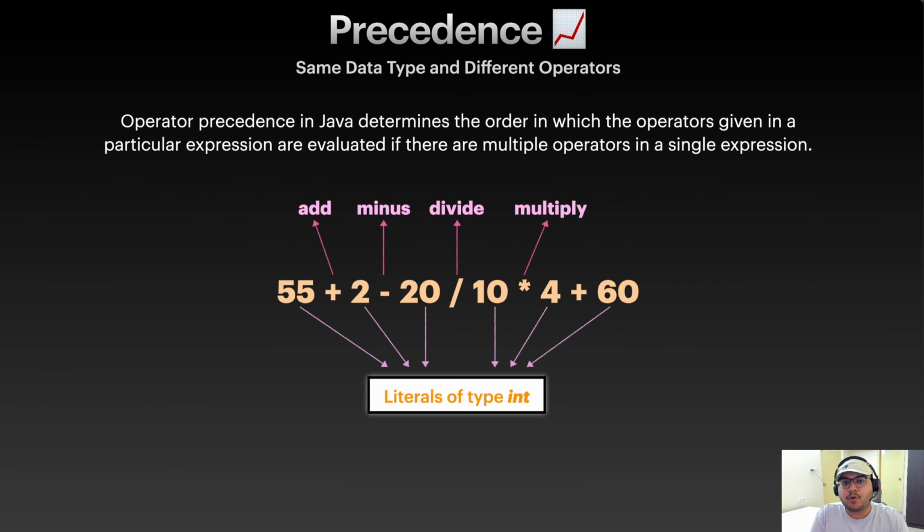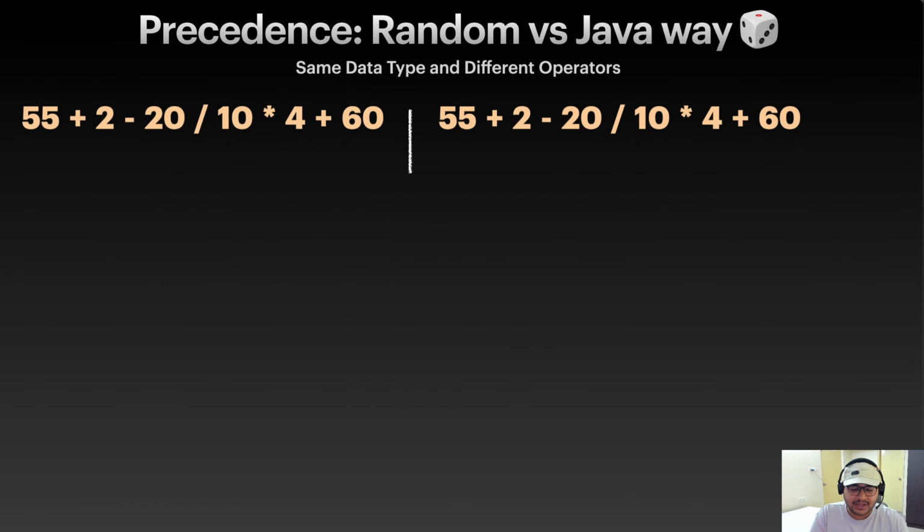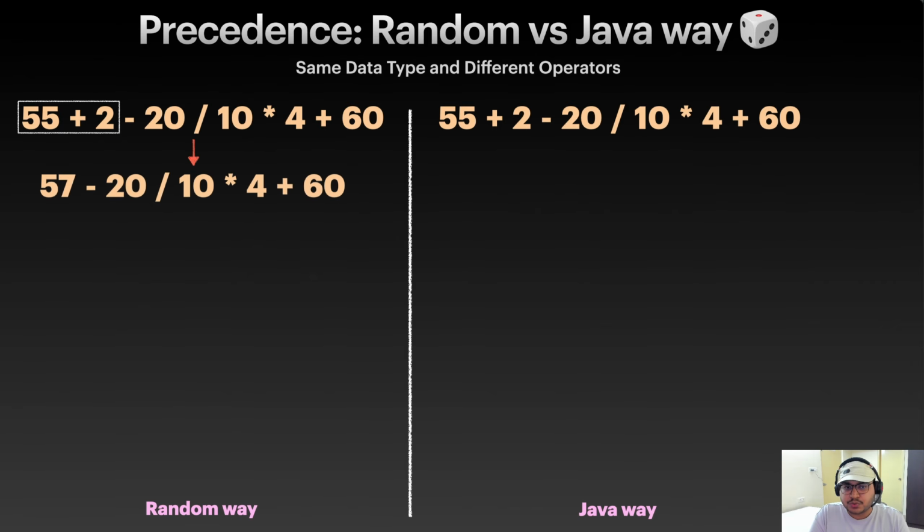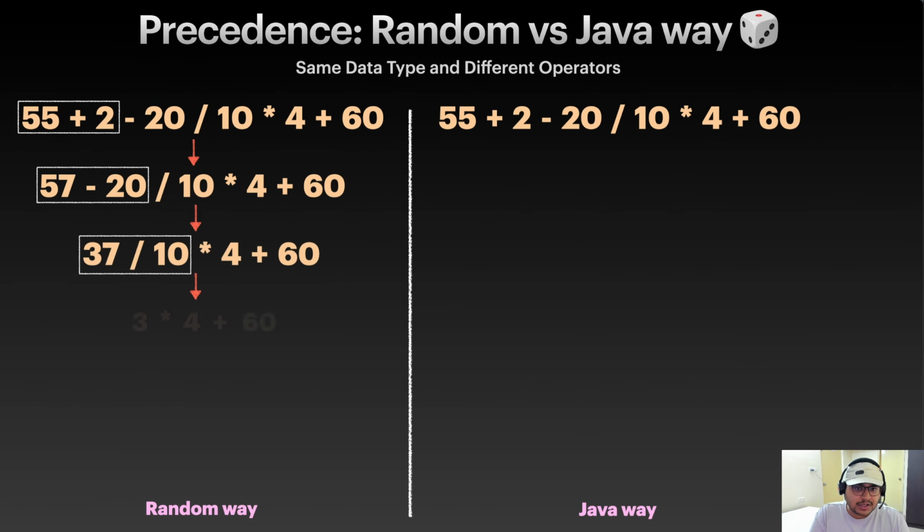Now, let's first understand the problem that we might face when we don't define any precedence at all. Let's approach this expression in two different ways. First, using a random method where we select any operator at will, and second, the Java defined method where operator precedence is followed. We will begin with the random method first. First, we decide to perform the addition operation. So 55 plus 2 gives 57. Next, we choose the subtraction operation. So 57 minus 20 gives 37. Then we choose the division operation. So 37 by 10 gives 3. Then multiplication happens. So 3 multiplied by 4 gives us 12.